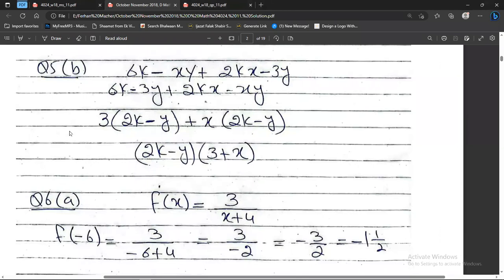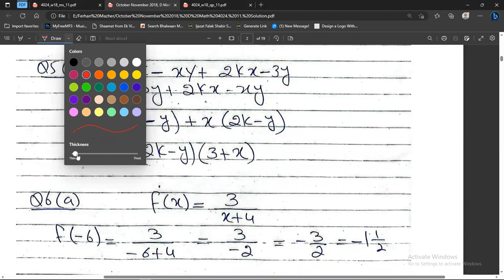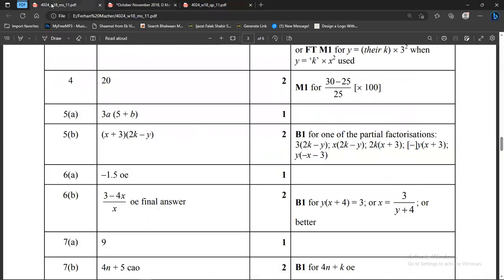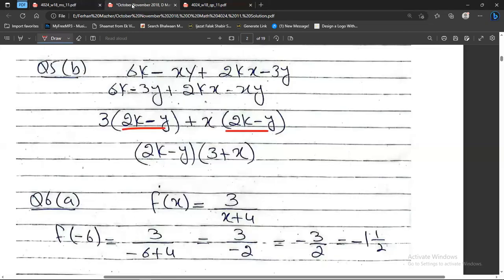So you can see I have rearranged it: 6k minus 3y plus 2kx minus xy. From the first 2 terms, 3 is common. So in the bracket, I will have 2k minus y, bracket close, plus from the last 2 terms, x is common. So in the bracket, I will have 2k and minus y. So now you can see that this bracket and this bracket are common. So I will take this bracket common. So I will have 2k minus y, this bracket. Then I will have 3 from here and plus x from here. That will be in the other bracket. This is how you factorize it. And you can see this answer is right.